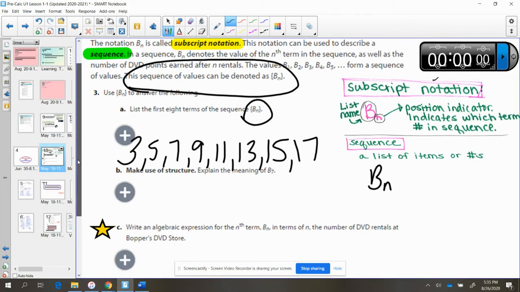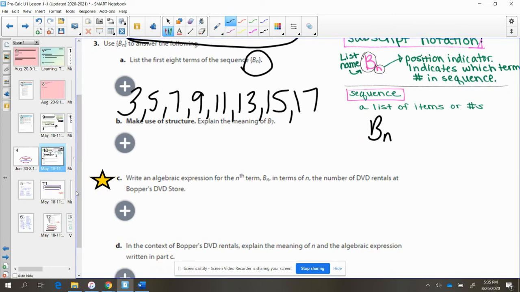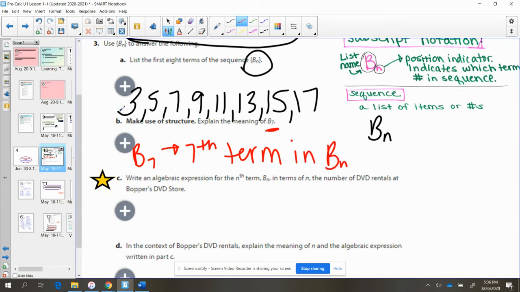Now back to this, B sub 7 then means that it is talking about the 7th term of our sequence, which in the context of this problem, B sub 7 is, again, the 7th term or the amount of points after the 7th DVD rental. So kind of understanding what it means in context versus it meaning it's the 7th term here.